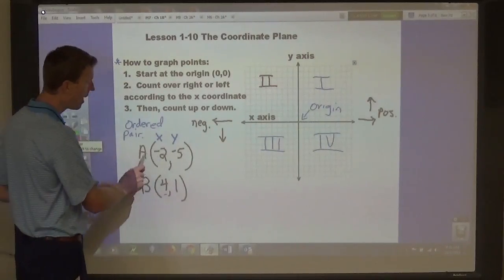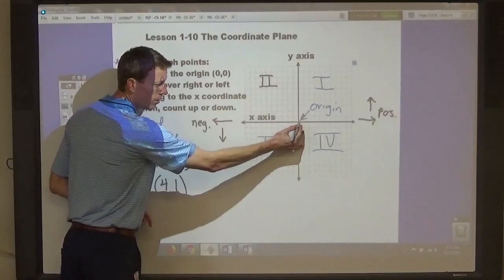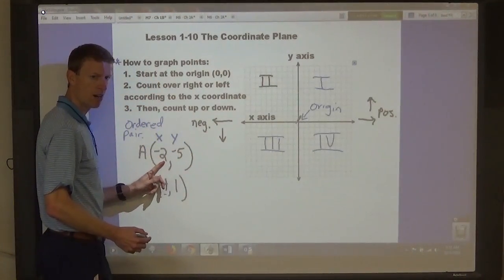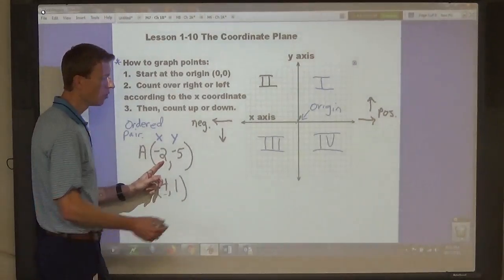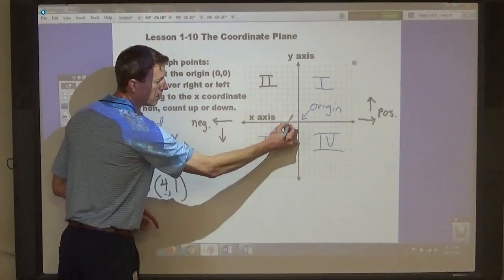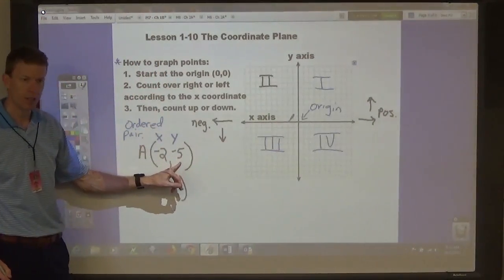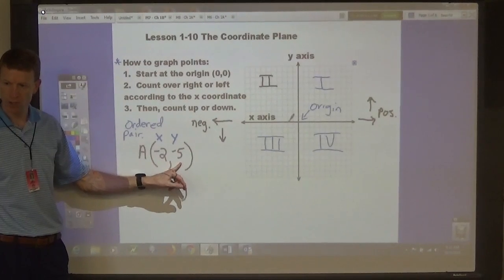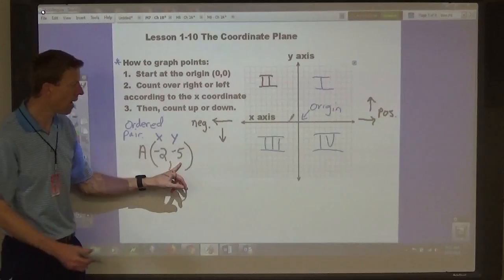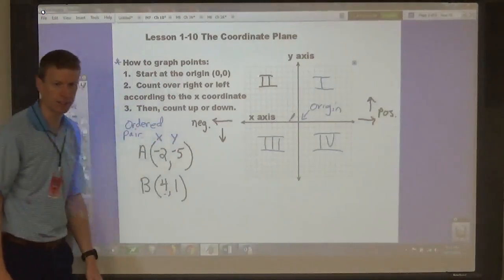If we were to graph point A on the axis, you would start at 0, 0, go 2 to the what? Left. 2 to the left because it's negative 2. So you count 2 spaces to the left. Now, don't mark that point because you still have to go to the next coordinate, which is down 5. The y-coordinate is negative 5, so it means down 5 from where you were on the x.